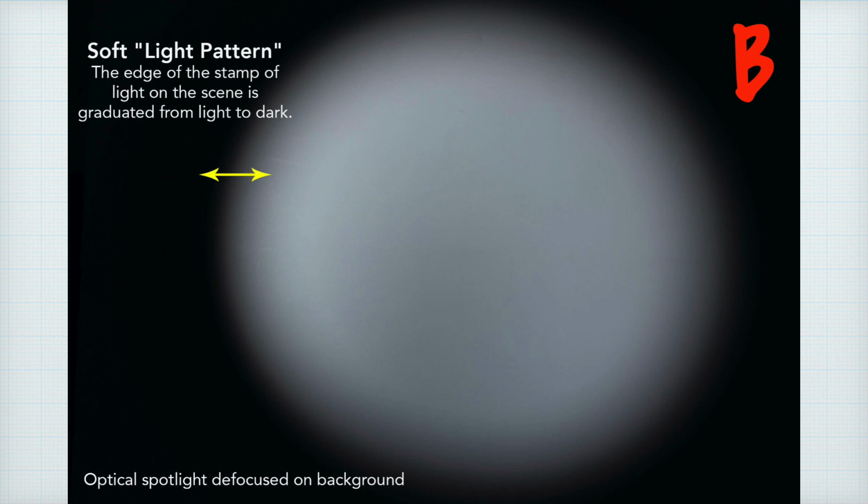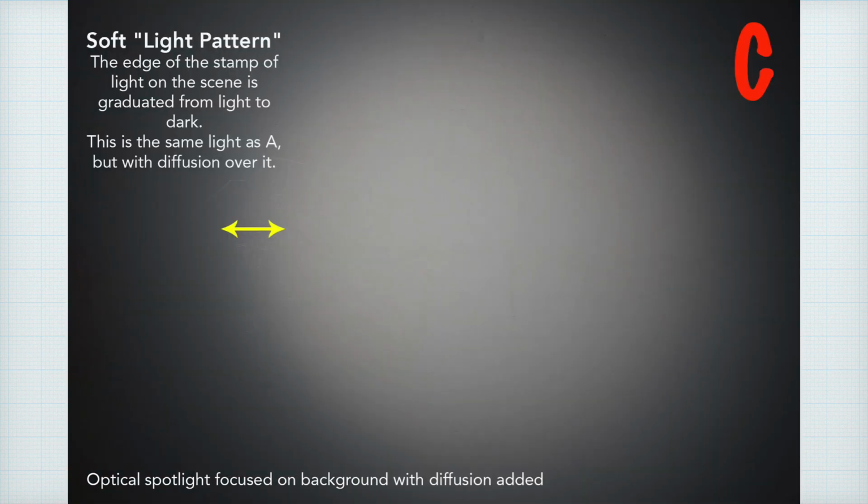Before answering that, one more modification. This time the spotlight is focused on the background again, but a sheet of diffusion material is placed in front of it. Now it looks really soft, but is it really? Let's put a subject into the light.